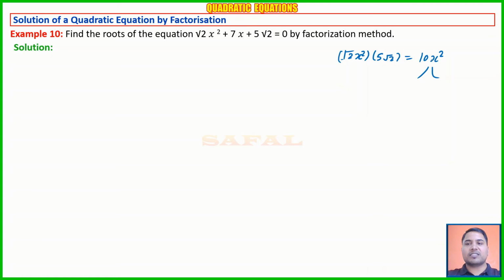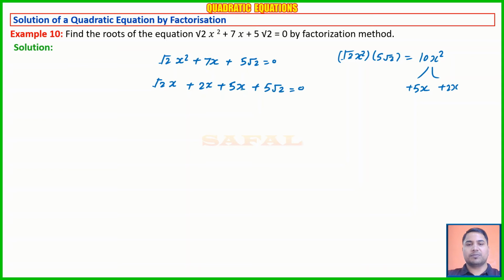Now we need to look at factors of 10x square whose sum or difference is 7x. So very simple, 5 times 2 is 10, so plus 5x and plus 2x can be taken. So the above quadratic equation root 2x square plus 7x plus 5 root 2 equals 0. तो मिडिल टर्म को मैं स्प्लिट कर रहा हूँ दो पार्ट में, 2x and 5x plus 5 root 2 equals 0. So 2x plus 5x तो क्या होगा 7x ही होगा. So we have splitted the middle term.